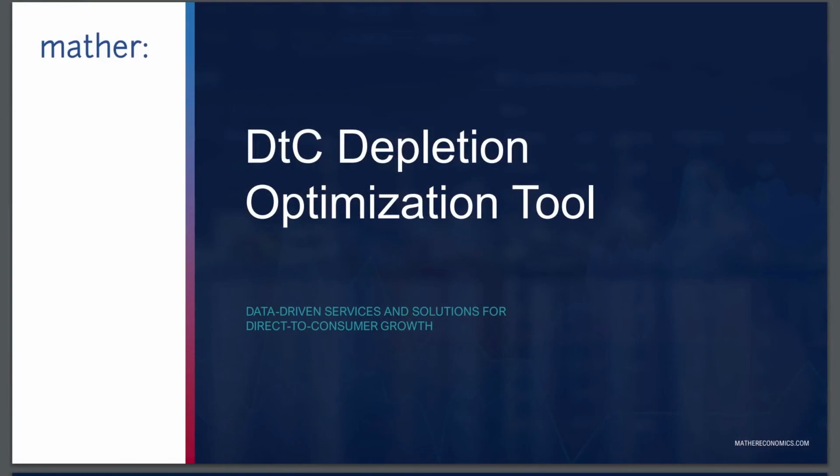Thank you for taking the time to review the features of Mather's new depletion optimization tool. As we have seen, the tool provides a flexible framework for helping wineries navigate challenging pricing and inventory management decisions for their D2C businesses. At Mather, we do the heavy lifting to provide world-class analytics in an easily digestible and actionable format, so wineries can focus on doing what they do best, making great wine.